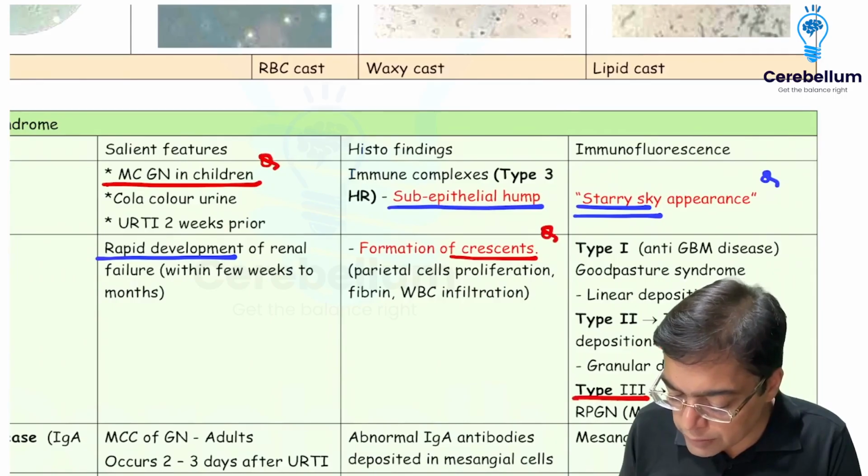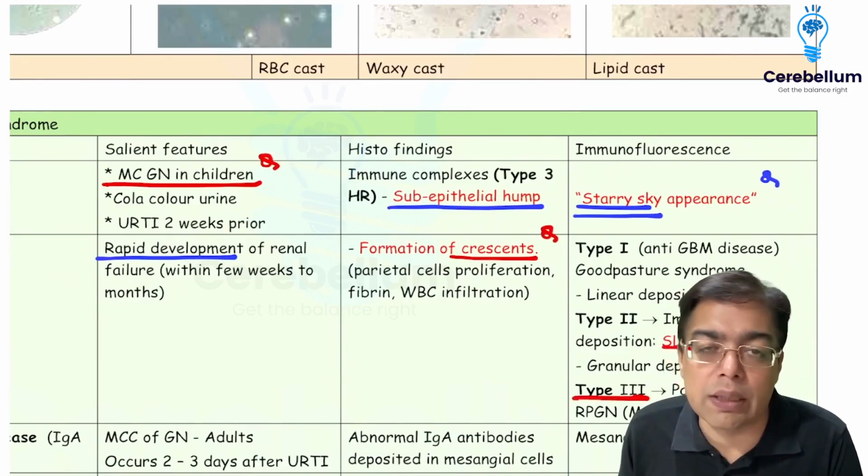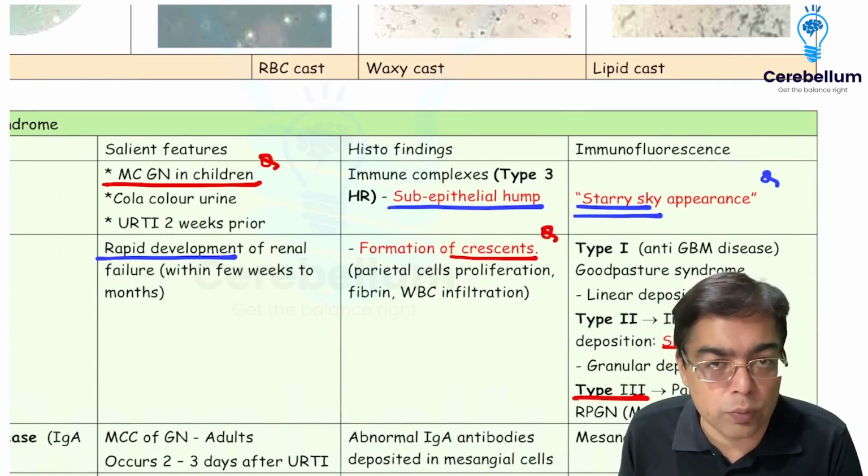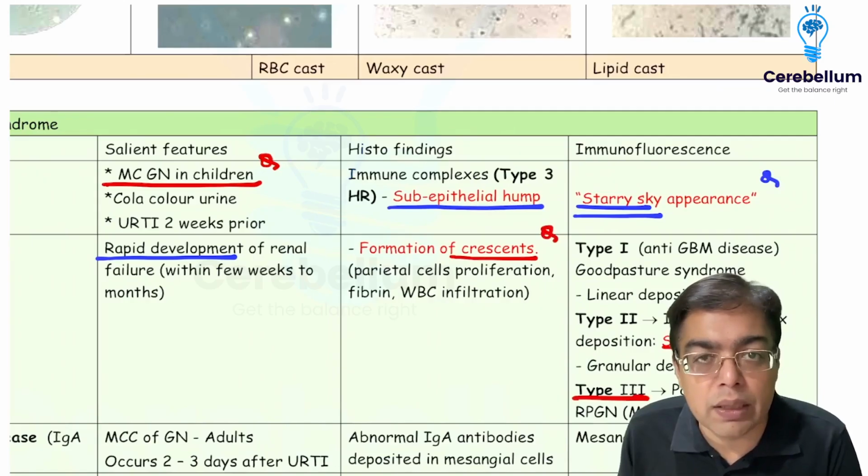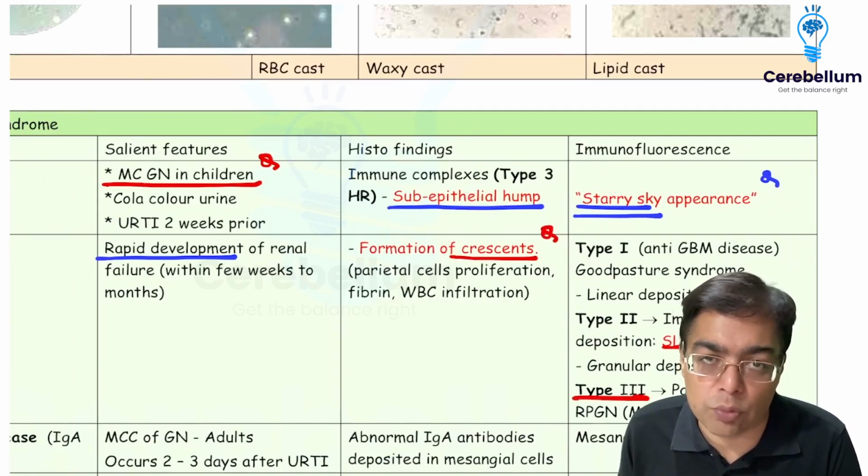When you're talking about type 3 RPGN, clinically that is the most common and that is associated with vasculitic disorders, particularly ANCA-associated vasculitic disorders. Type 3 clinically happens to be the most prevalent subtype as well.